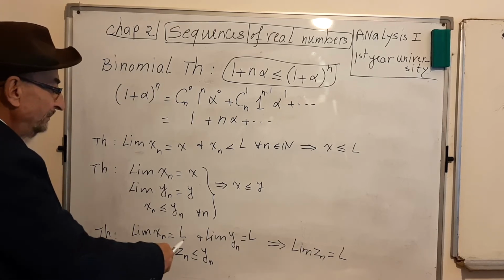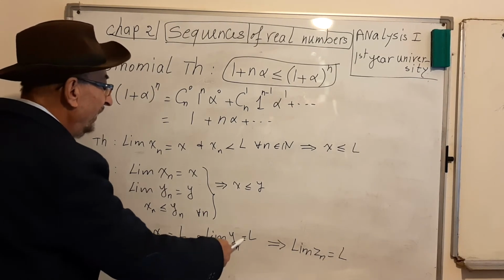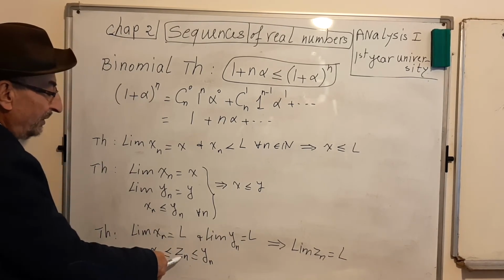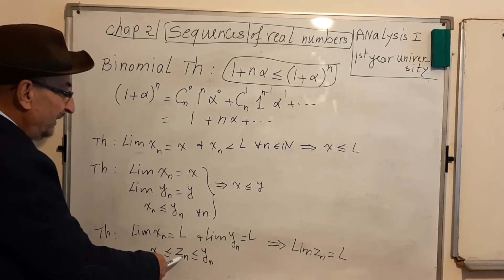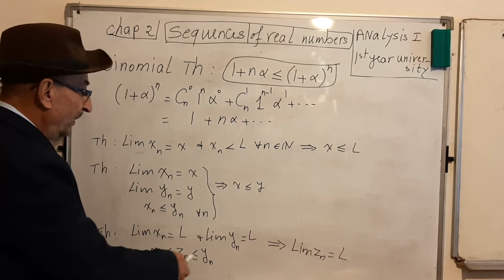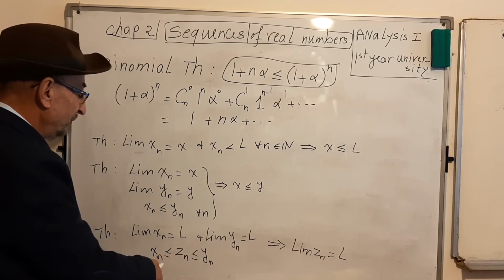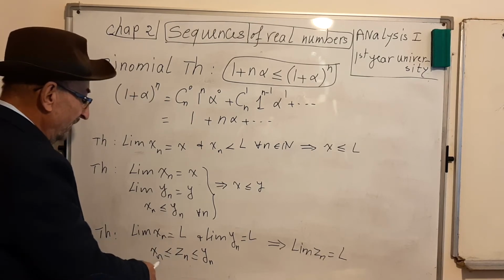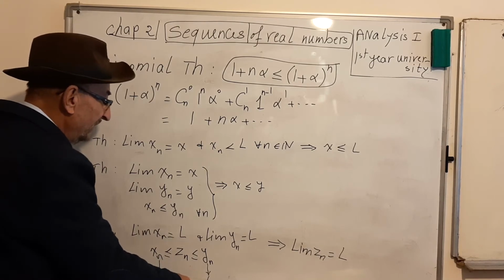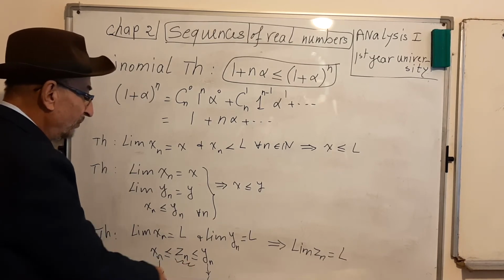Also, the theorem: if limit xn equals L and limit yn equals L, the same limit, and we have a third sequence Zn between xn and yn, then the limit of Zn is also L. The sequence xn tends to L, and yn, the limit is L, then also the limit of Zn is equal to L.